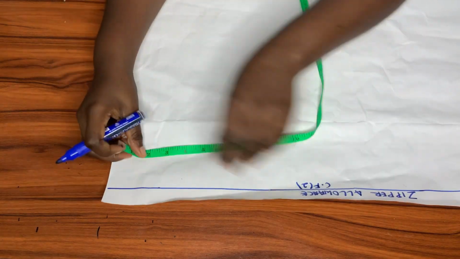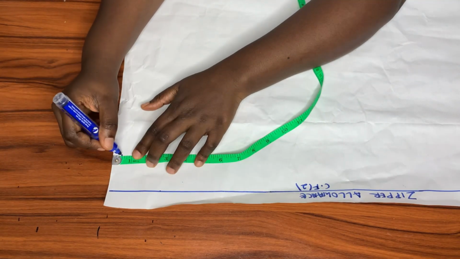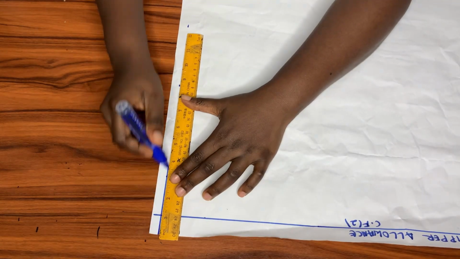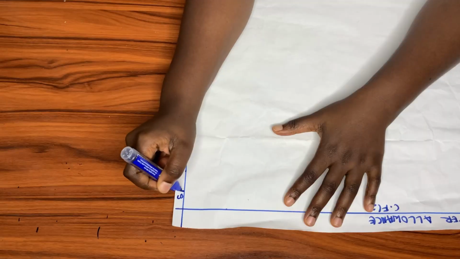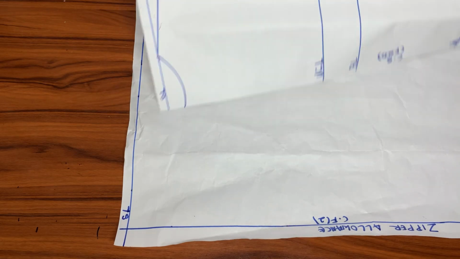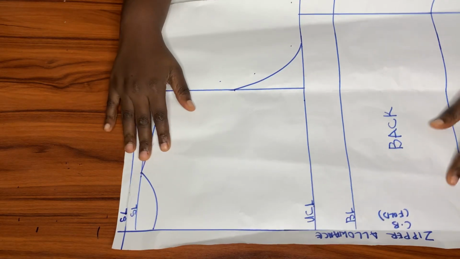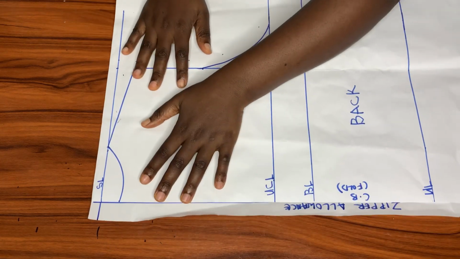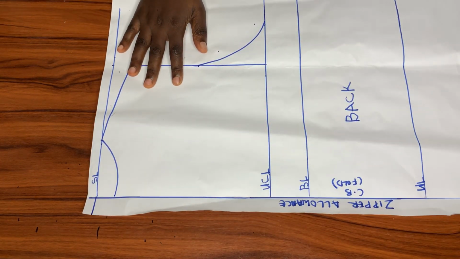Then I'll move on to create the shoulder line. Just like for the back pattern, I'm coming down by half an inch. I'm marking that point all the way across, and then I'll score it out with my ruler. Next, I'll bring in the back pattern to place on top of this one. I'm matching shoulder line to shoulder line, and as you can see, I'm placing the center back after the zipper allowance.